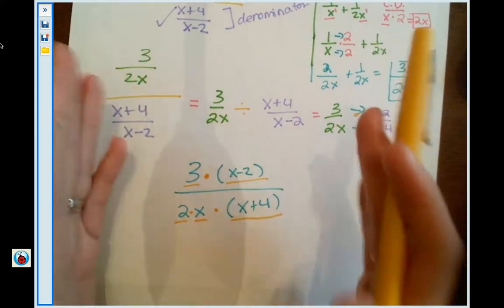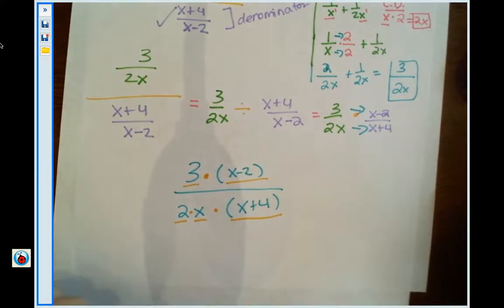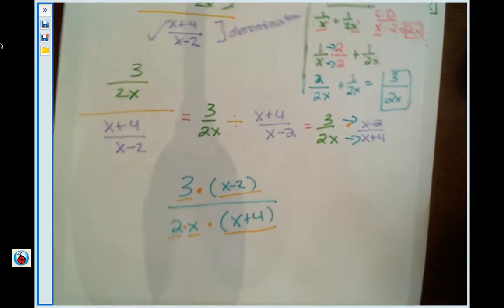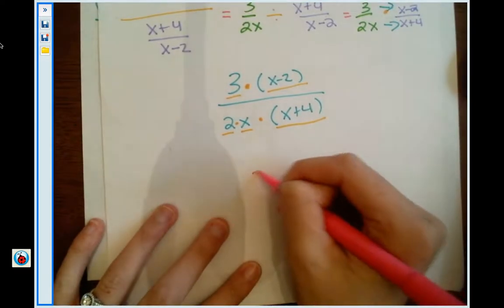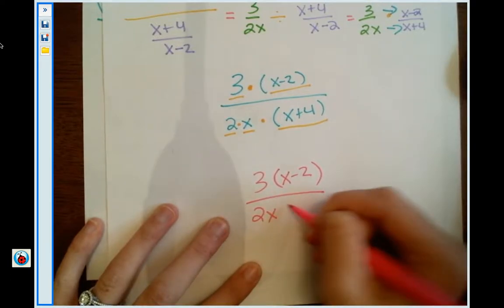So is there anything in here that I can cross out? Anything that's the same in the numerator and the denominator? No, there's not. So guess what, you guys? This is my final answer. So my final answer will be 3 times x minus 2 over 2x times x plus 4.